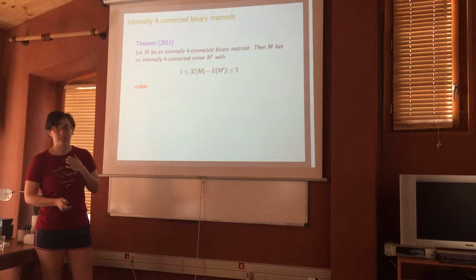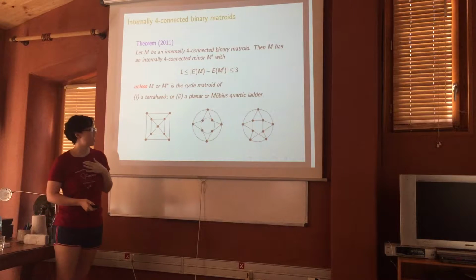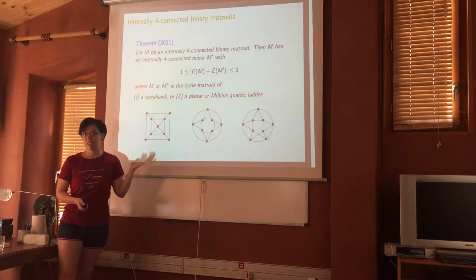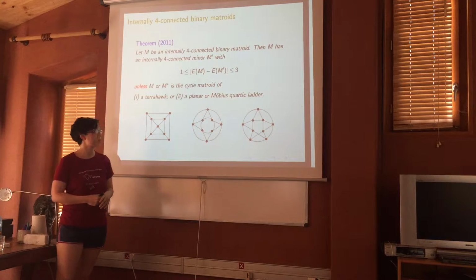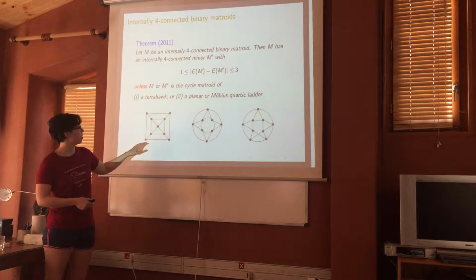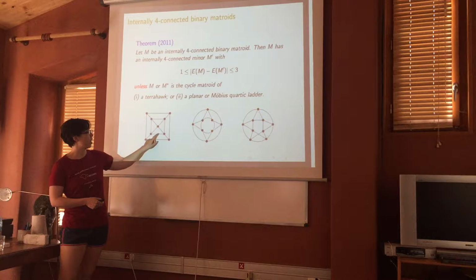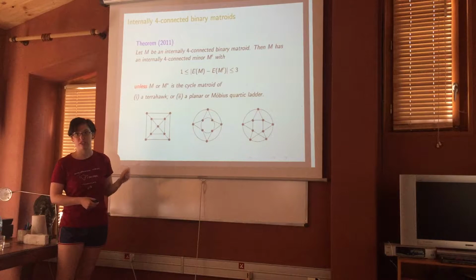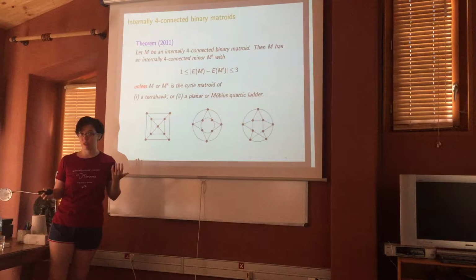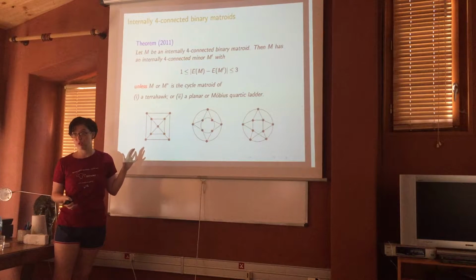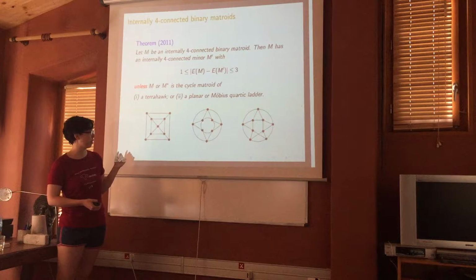Or you have to list the caveats now. You may have a situation like one of these 3 graphs, in which case you're going to need to do a 4-element move. So here's a graph called the Terrahawk, where you can remove this vertex. If you just remove those 4 edges, what you get back is a cube. That will be internally 4-connected. But if you just were to delete one of those, you would expose a 4-fan. Actually, worse, you would expose a 5-fan.